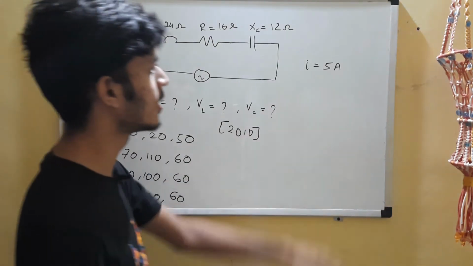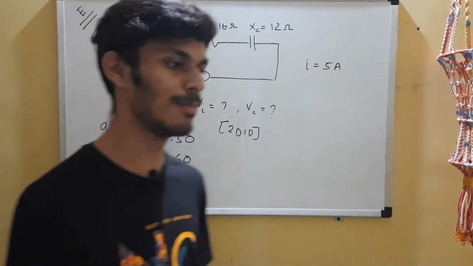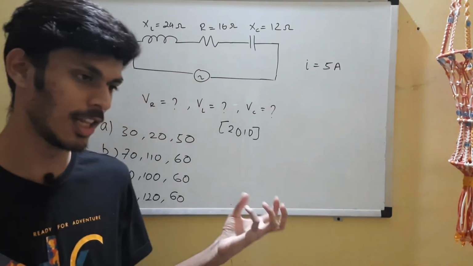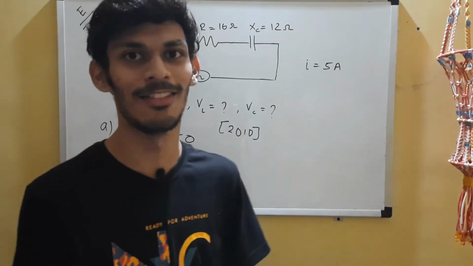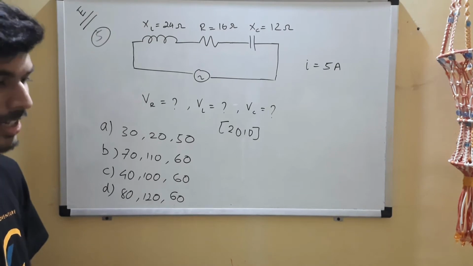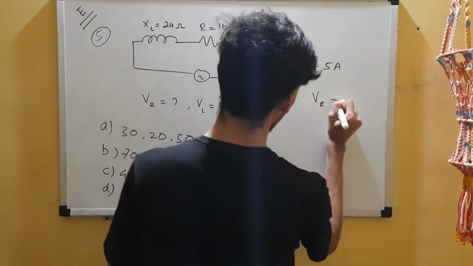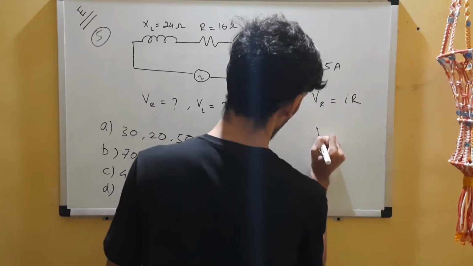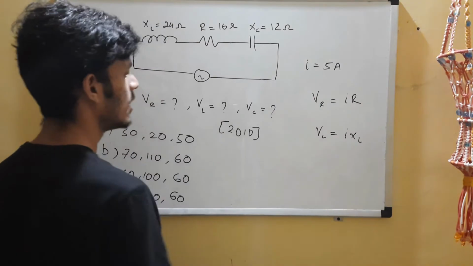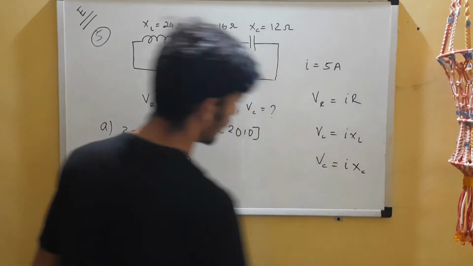Now here the current is given as 5 amperes. This 5 amperes can be anything. It can be the RMS value or it can be the peak value. So accordingly, you'll have the voltages over here. So it's again a cakewalk for everybody, because VR will be simply given as I into R. VL will be given as I into XL, same current, series combination. And VC will be given as I into XC.